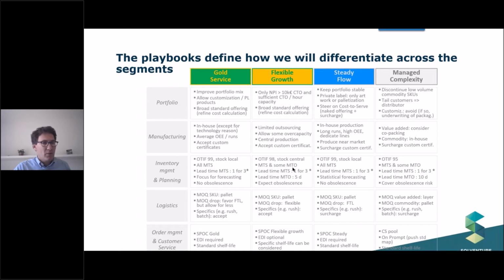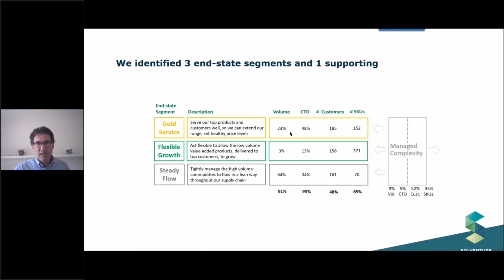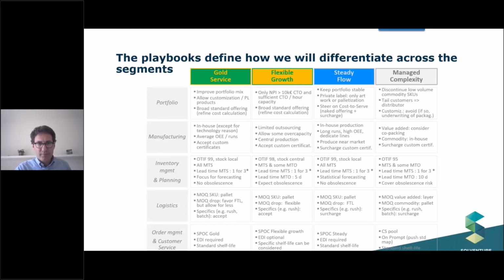But in flexible growth, we want to serve make-to-order, still allow for an acceptable lead time, therefore we do have overcapacity, but of course our margins will be very different in this flexible growth. I skipped it, but in the figures here you would see flexible growth is only 3% of the volume. It's contributing 13% of the margin, while the steady flow was 2/3 of the volume, but only contributing 1/3 of the overall margin.